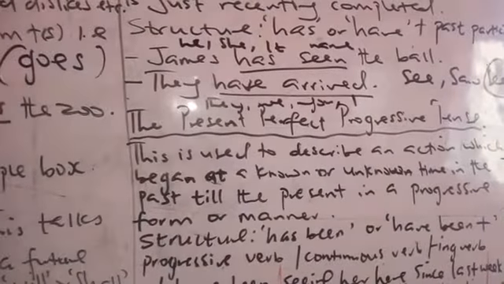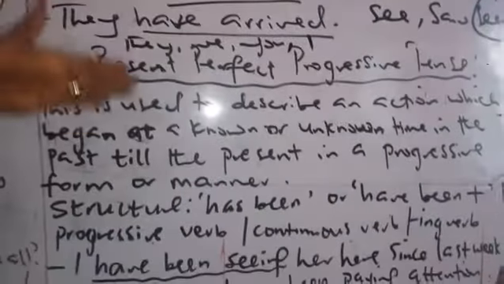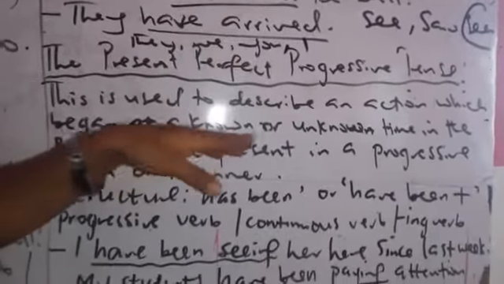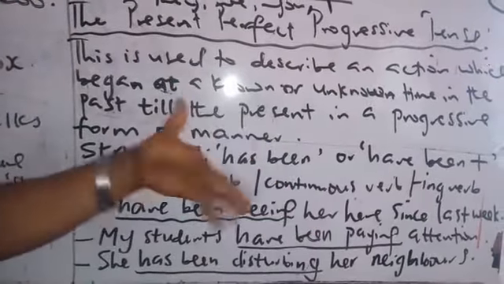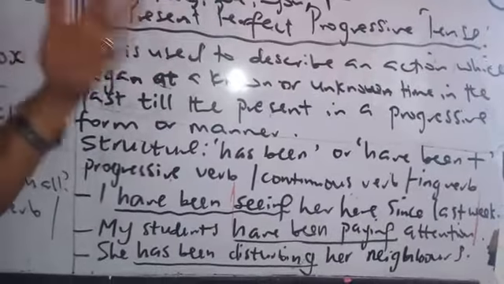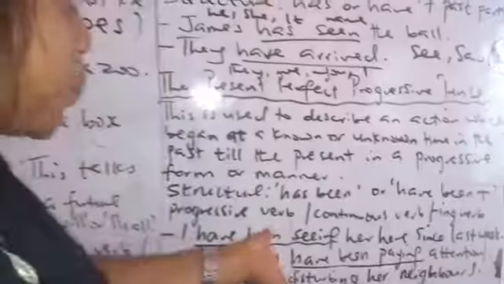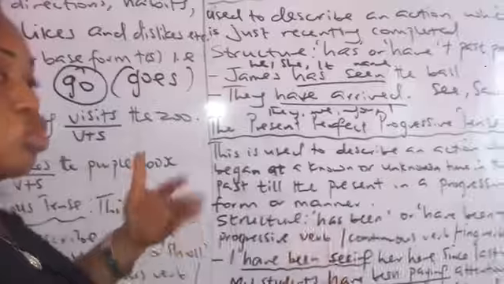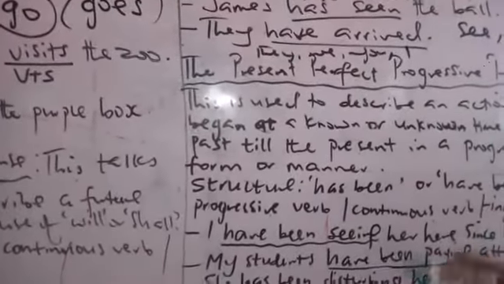The next tense is the present perfect progressive tense. This is used to describe an action which began at a known or unknown time in the past to the present in a progressive form. I'm talking about something that began in the past, the time known or unknown, and the action actually continued on to the present time. So that means you have to use the progressive verb, the ing verb. The structure is has been, or have been, plus the progressive verb.